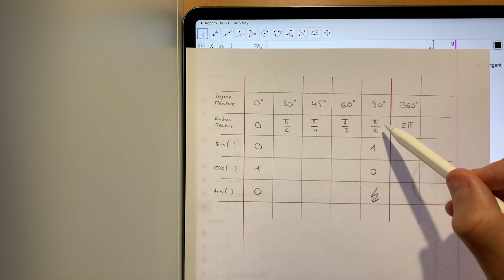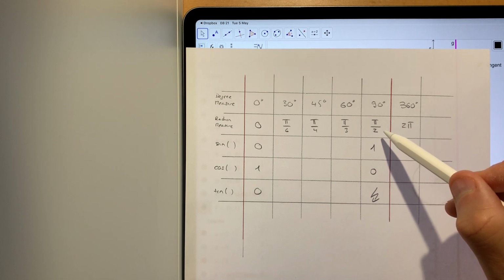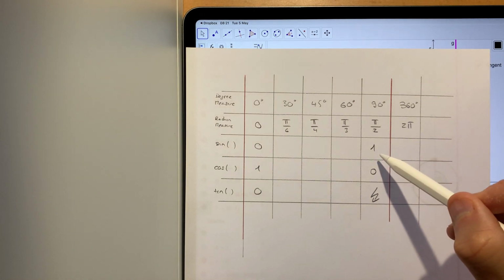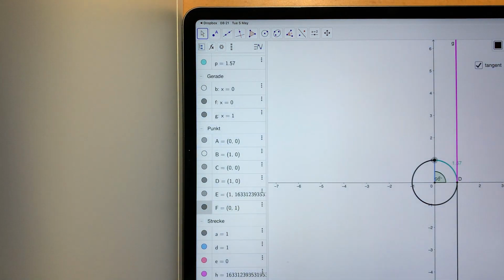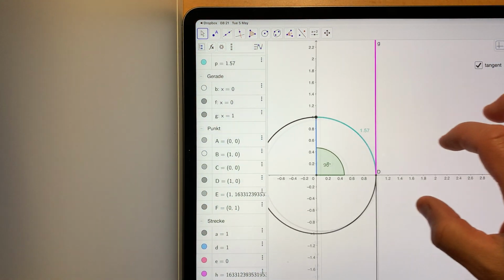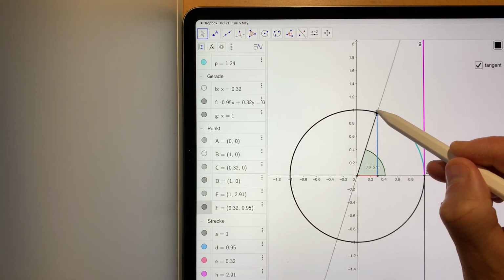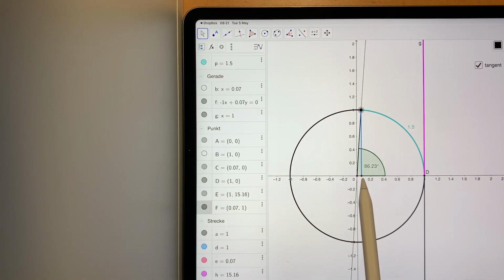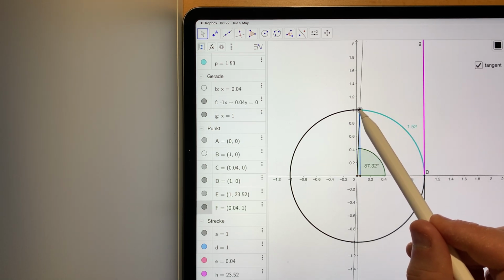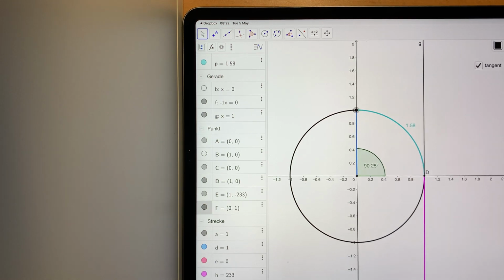For your angle 90 degrees or your radian measure pi halves, you have a sine of 1, a cosine of 0, and tangent does not exist. Let me just show this again. As I go up to 90 degrees, your blue line is going to go to 1, your red line is going to go to 0, and tangent will not exist anymore.